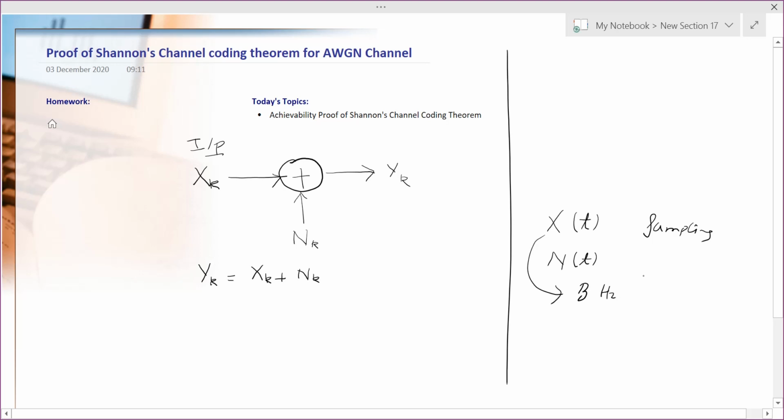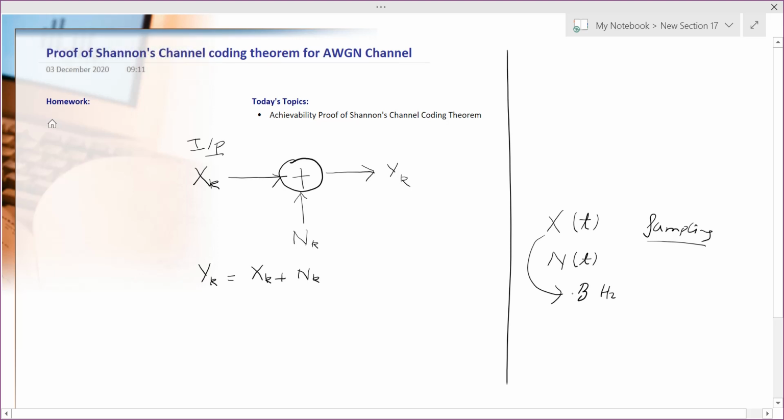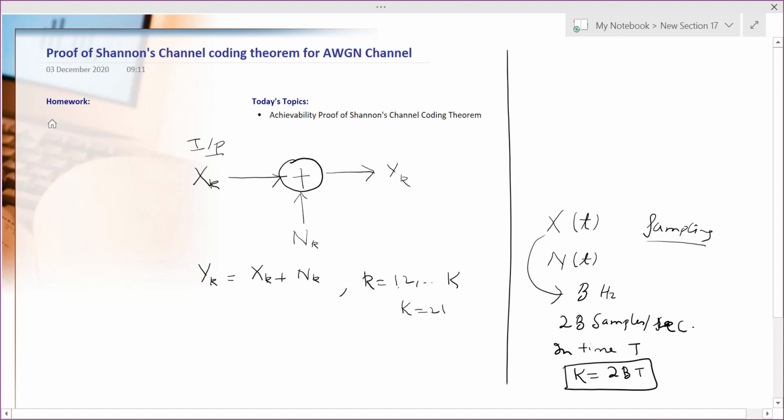To sample it enough so that we are able to recover it, we need 2b samples per second. This is the minimum sampling rate. So in time period t, how many total samples can we have? 2b times t. This will be denoted by K. So if we are communicating for a time period t, then the number of samples is 2bt. So k goes from 1 up to capital K, where capital K is 2bt.